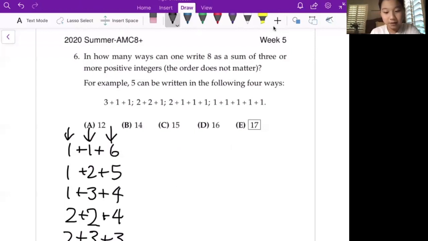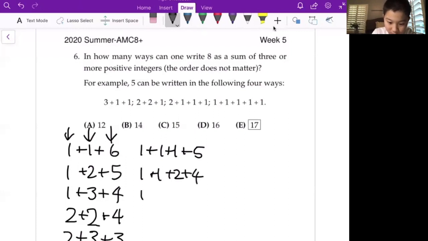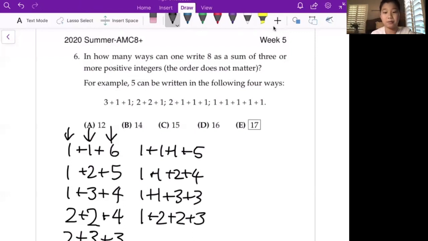Now, so we can go on to the 4-digit, since the 3-digit ones are all used. 1 plus 1 plus 1. Now, what must be the other number? 5. Same thing, except now we have 4 numbers to add. 1, 1, 2, 4. 1, 1, 3, 3. Now, we can't make the tens digit anymore. The tens digit, as I call it. So I'll make 1, 2, 2. Then this must be 3 for the sum to add up to 8.